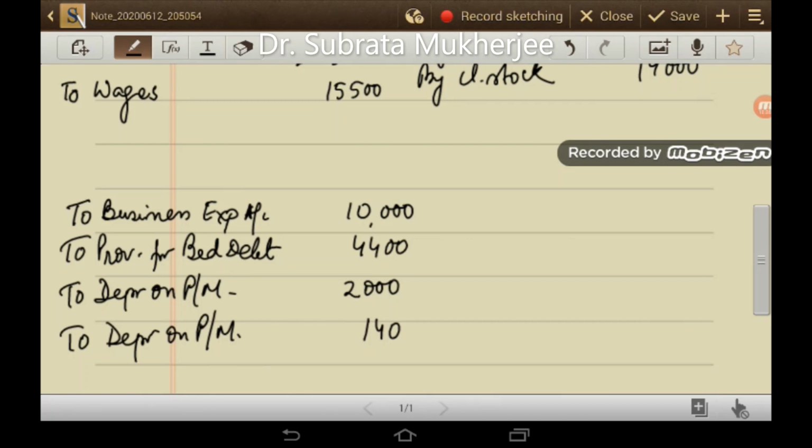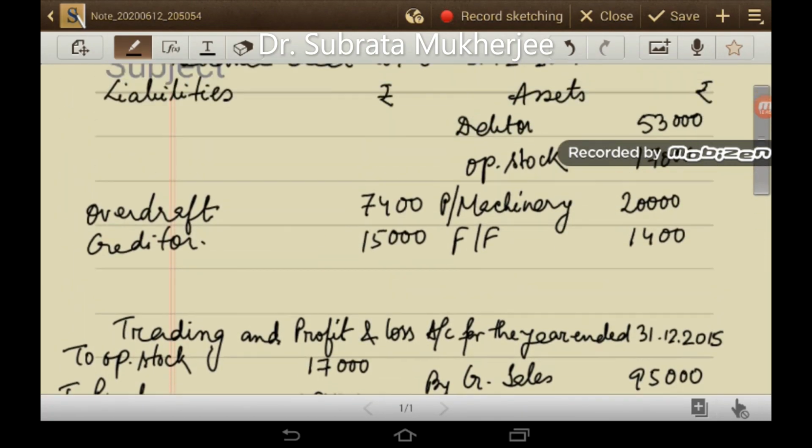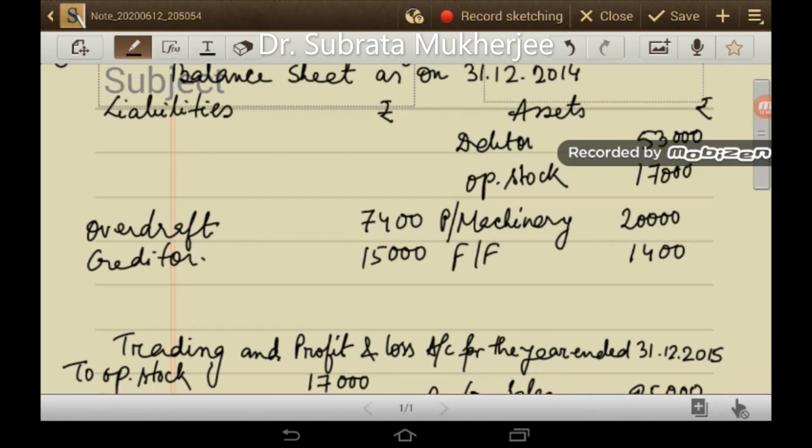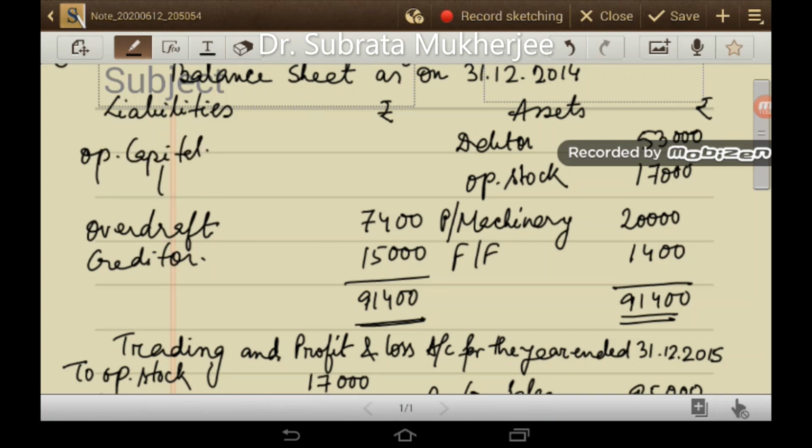So I have already closed debtor and creditor account to find out the balance of credit sales and credit purchase, and now I will close the opening balance sheet. So this is the opening balance sheet. On the asset side, this is 91,400, and your opening capital, this is the balancing figure, is 69,000. So this 69,000 will appear in the closing balance sheet.